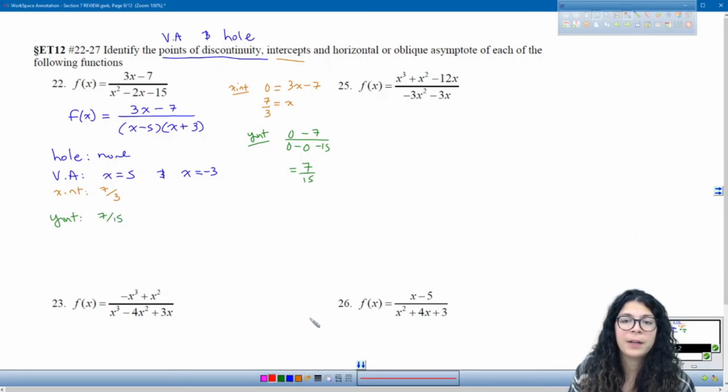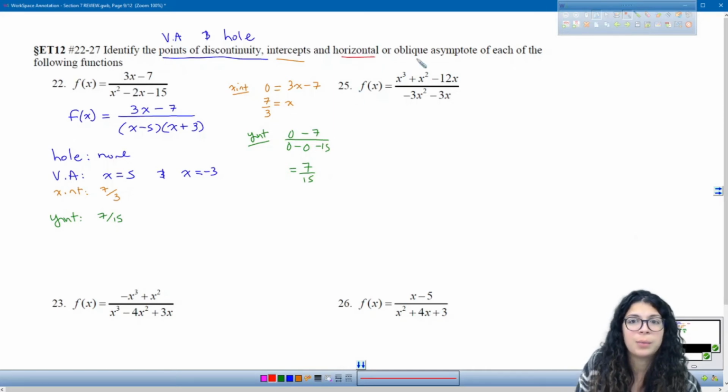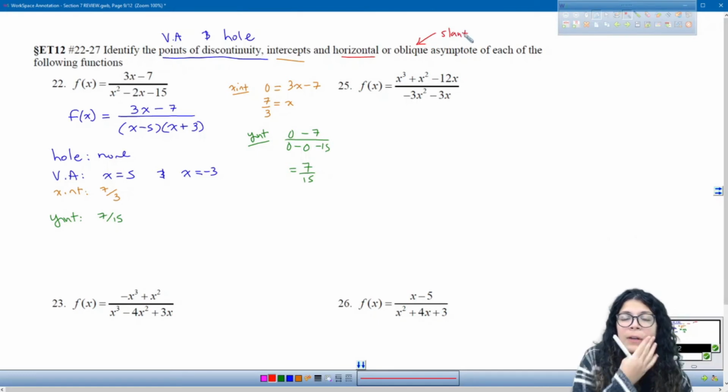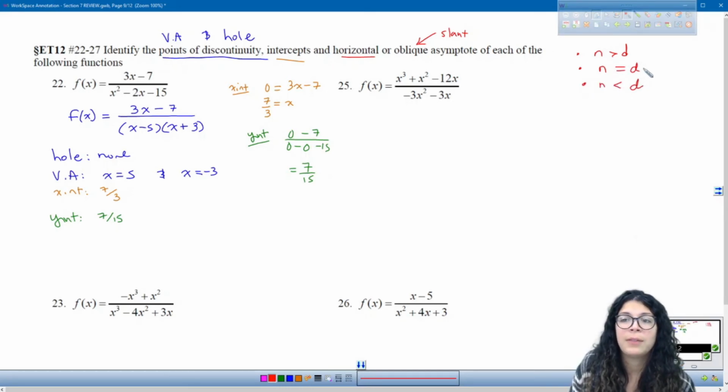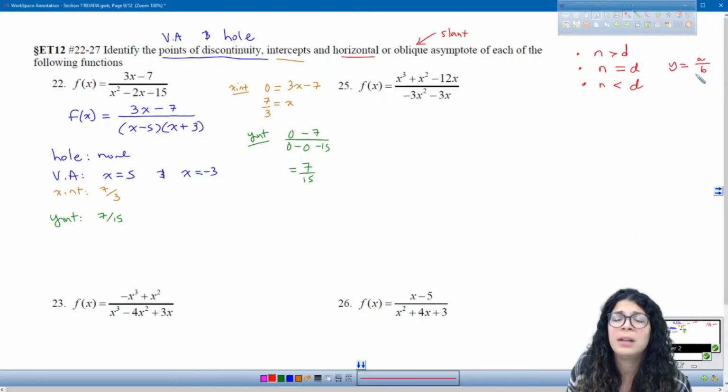Then let's figure out whether there is a horizontal asymptote. Remember, there can only be an oblique asymptote, which is also called a slant, if there is no horizontal asymptote. For the horizontal asymptote, there are 3 cases: your numerator degree is bigger than your denominator degree, your numerator degree is equal to your denominator degree, or your numerator degree is less than your denominator degree. If they are equal, then the horizontal asymptote will be y equals the coefficient of the numerator divided by the coefficient of the denominator.